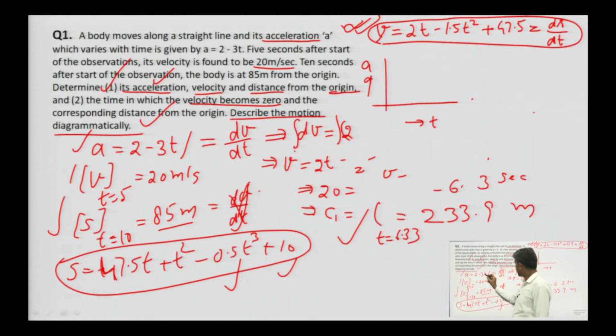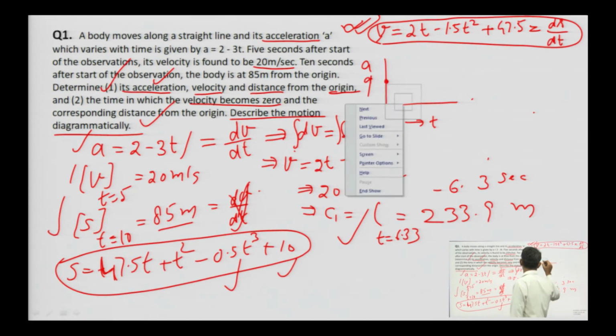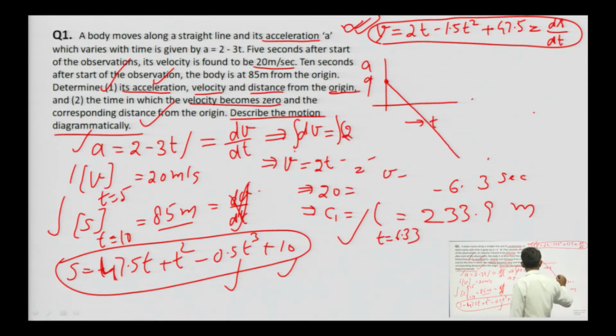Plot this one equation. When t is equal to 0, A is how much? A is 2. When A is 0, then t is equal to how much? 2 by 3. So, we have this type of straight line. This type of graph we will have. So, this is for A.